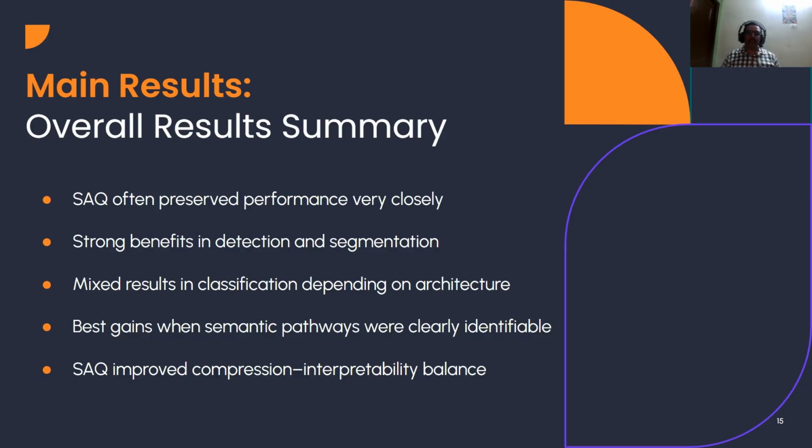Third, classification results were more variable, which shows that the effectiveness of SAQ depends on both the task and the model architecture. And finally, SAQ improves the balance between compression and interpretability by preserving the most important parts of the model rather than compressing everything equally. So, in one sentence, compression becomes more efficient when it is guided by semantic importance rather than only by numerical simplifications. To understand this more clearly, let's now look at how the findings differ across the three task types.